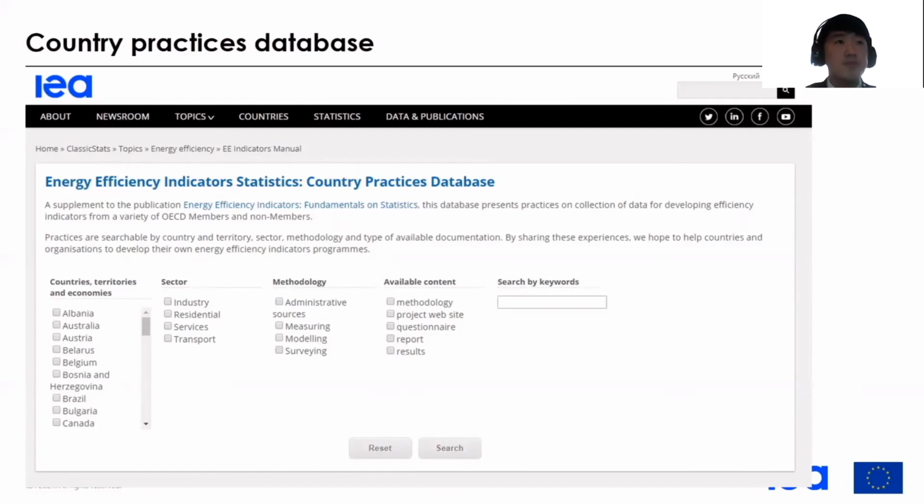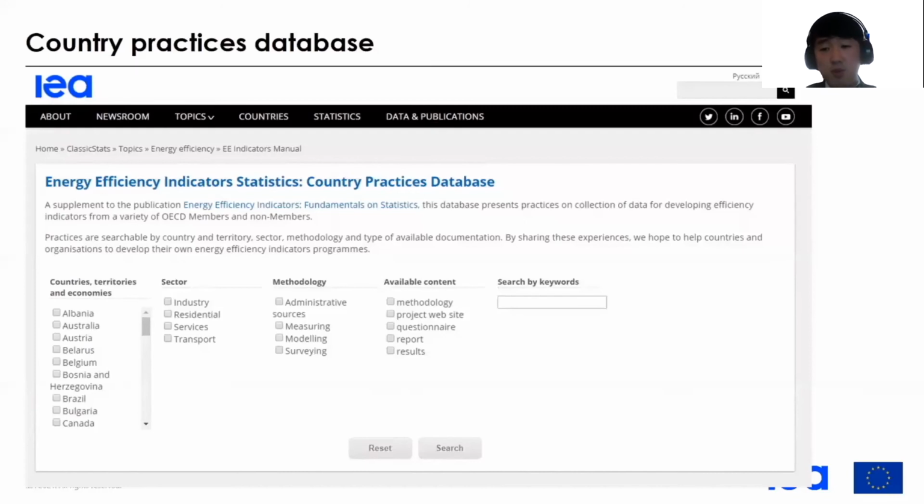Also, we have the manuals in these links. I have just sent the link. The first one is more related to data collection, named the fundamentals on statistics. This describes which level of end use and which activity data is more useful to develop the energy efficiency indicators to track energy efficiency policies.